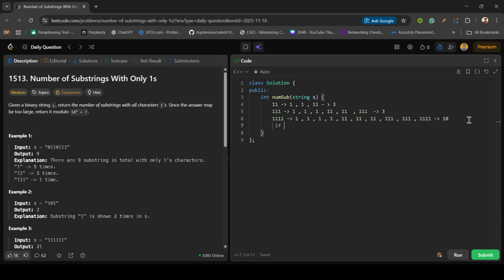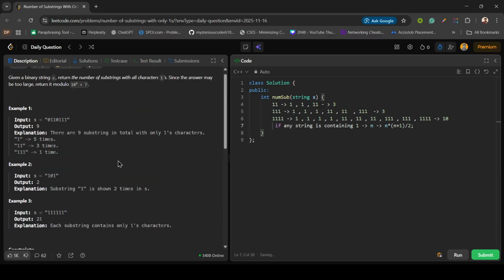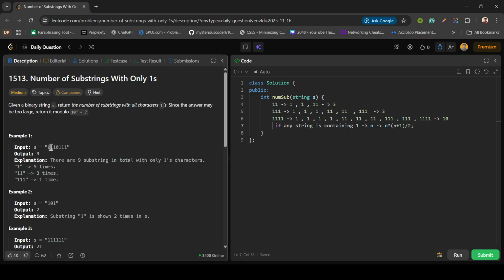Basically, if any string is containing consecutive ones, I'm talking about consecutive ones, n times, sorry for this, guys, just a second, then the number of substrings will be n into n plus 1 by 2, right? The sum of n natural numbers. So in this question, our task will be to find the number of substrings which contain consecutive ones.